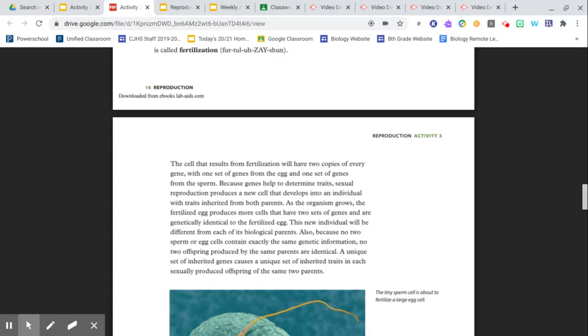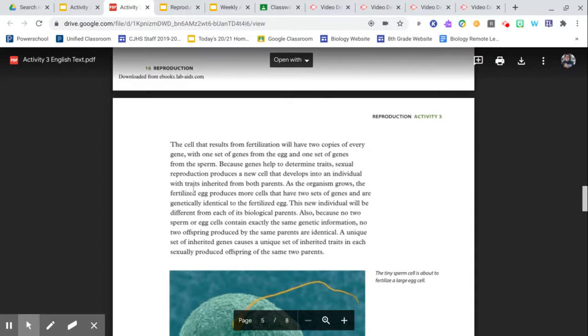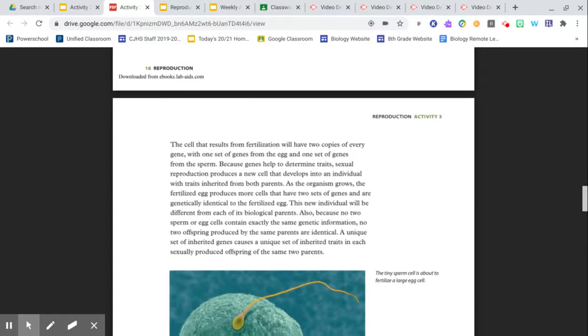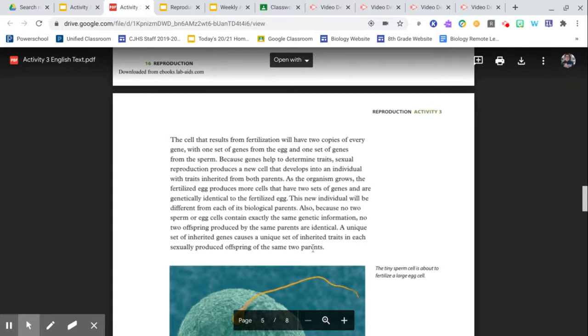Because genes help determine traits, side note, genes are in your cell. That's the genetic information. That's the information that the cell carries. It's on this little microscopic molecule. There's information actually encoded there. That's what the genes are. Because genes help to determine traits, sexual reproduction produces a new cell that develops into an individual with traits inherited from both parents. As the organism grows, the fertilized egg produces more cells that have 2 sets of genes and are genetically identical to this fertilized egg.